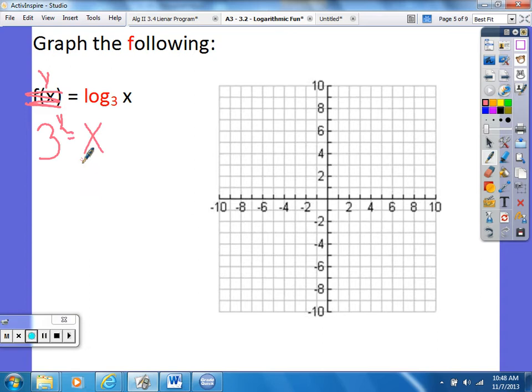So now I need to make my xy chart. Now, should I fill in the x's or should I fill in the y's? Right, because I can do 3 to the y. So what numbers do you want to pick? Good. So go ahead and fill those in.